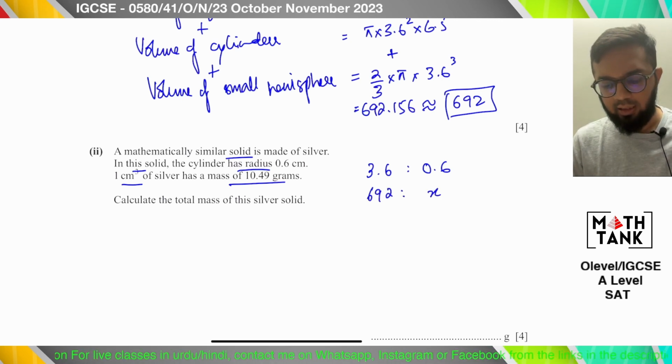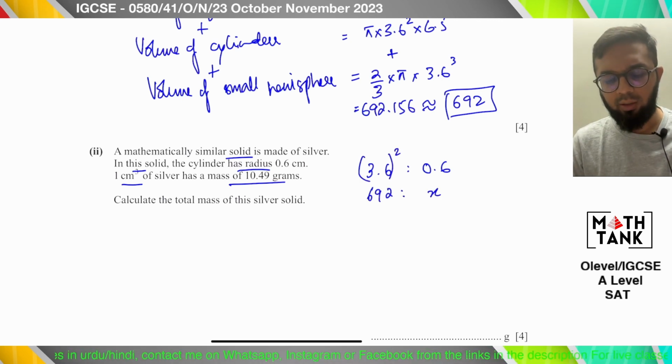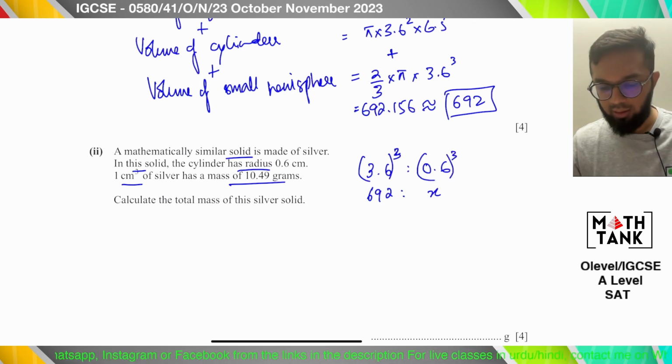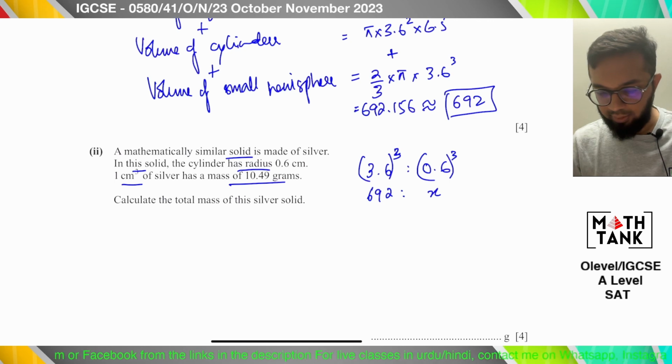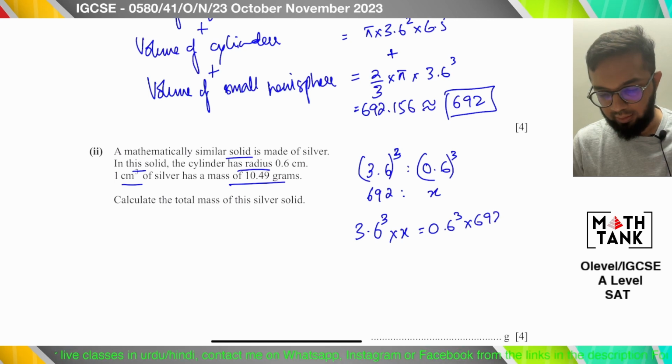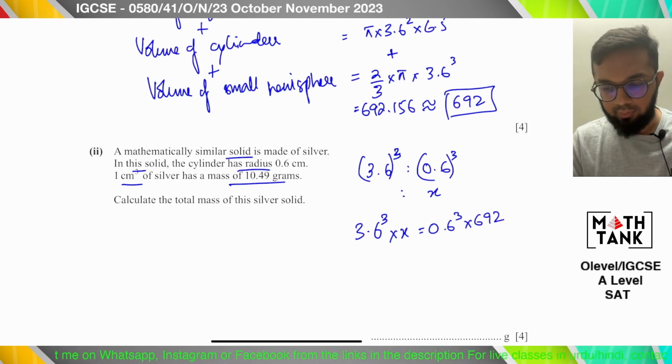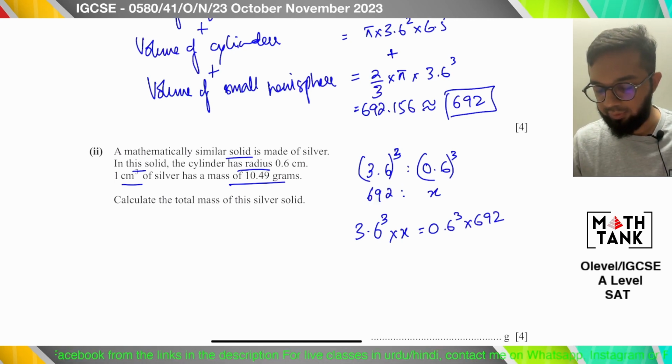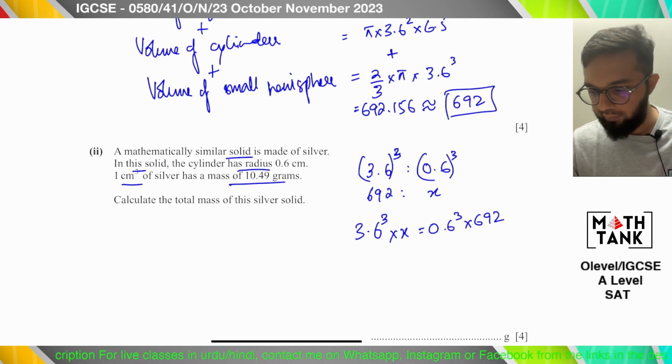Okay, let's call that x, but this is not the ratio of volumes, it's the ratio of sides. So I'm going to cube it. Okay, 3.6 cubed into x equals 0.6 cubed into 692. I could also use, let's just use the volume. In fact, it's going to make things complicated if I try to simplify that right now because I haven't already done it.